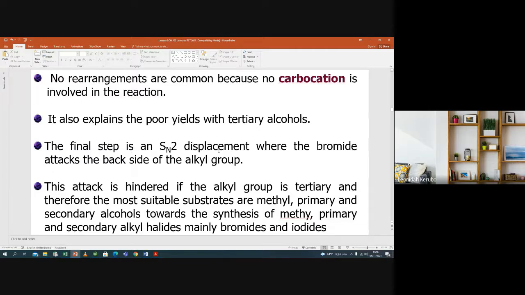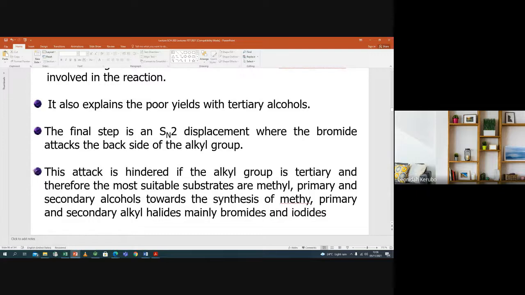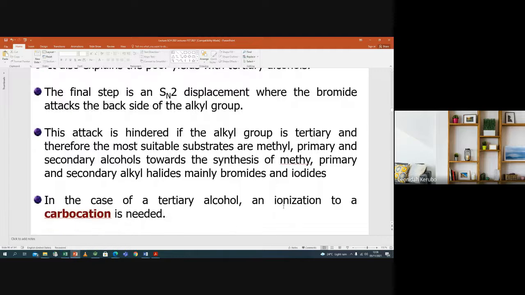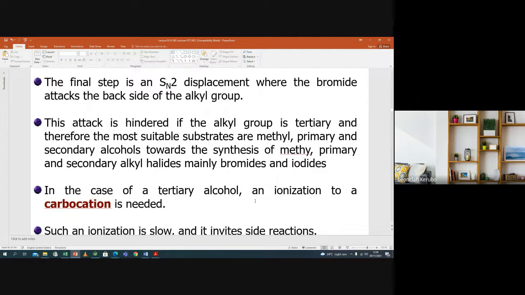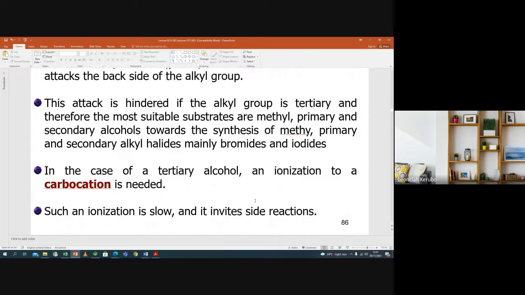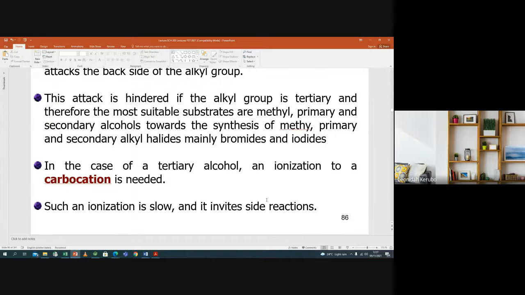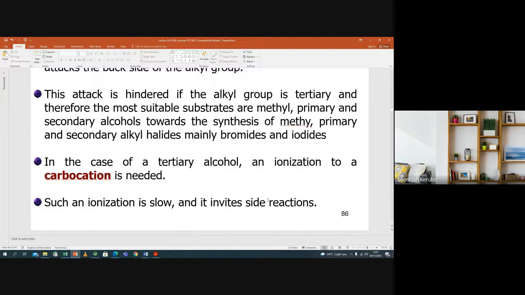This final step is an SN2 displacement where the bromide attacks the backside of the alkyl group. And this attack is hindered by the alkyl group if the alkyl group is tertiary, and therefore the most suitable substrates are methyl, primary and secondary alcohols, towards the synthesis of methyl, primary and secondary alkyl halides, mainly bromides and iodides. In the case of a tertiary alcohol, an ionization to a carbocation is usually needed, as we've seen in SN1 reactions. Such an ionization is usually slow and invites side reactions. That's why you see that these reactions do not favor tertiary alcohols as substrates, only the methyl and primary alcohols, to form methyl and primary alkyl halides.